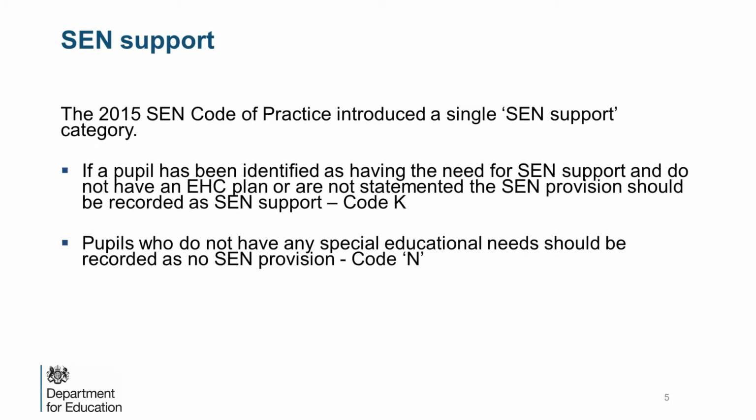Pupils identified as having the need for SEN support but without a statement or EHC plan should be recorded with an SEN provision of SEN support, code K. Pupils whose requirements are met without the need for special educational needs support should be recorded on the census using no SEN provision, code N.